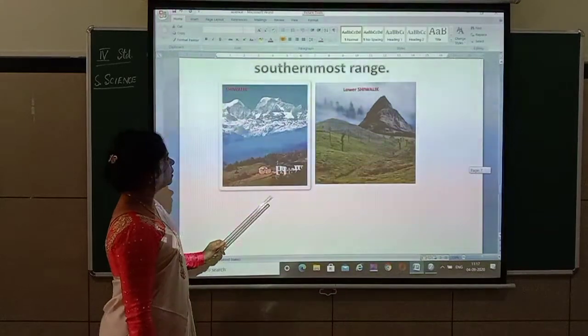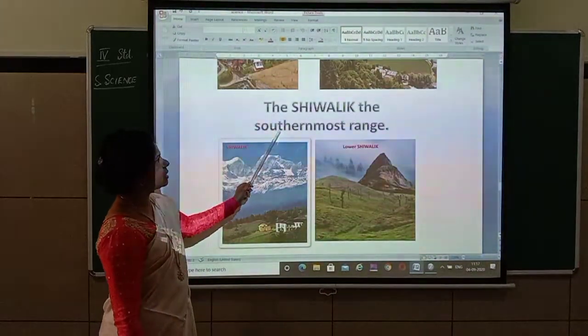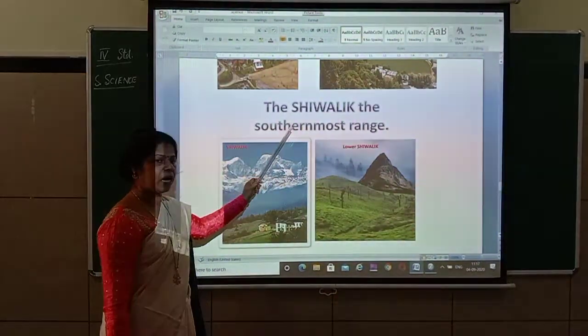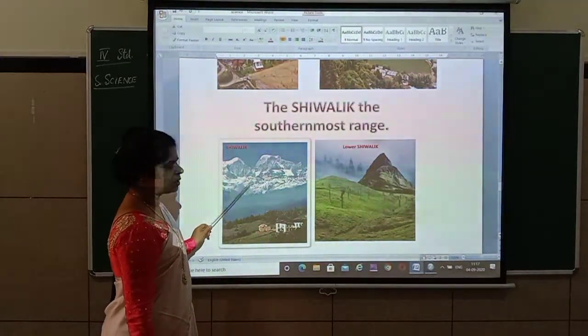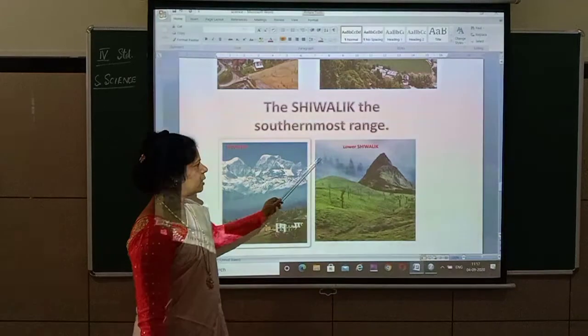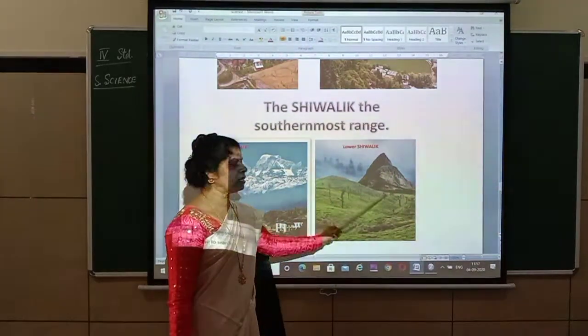The Shivalik, the southernmost range, the southernmost part of the Himalayas is the Shivalik range. So you can see this is the Shivalik, how it is. This is also covered with snow. And this is the lower Shivalik, covered with full of trees.